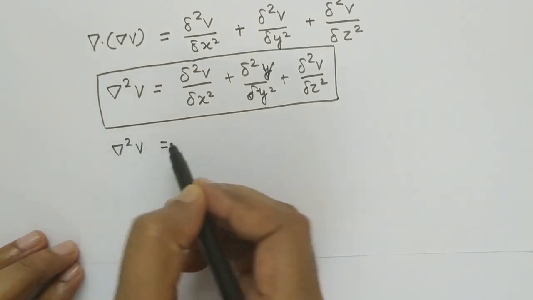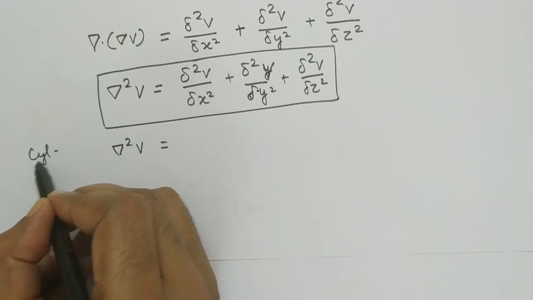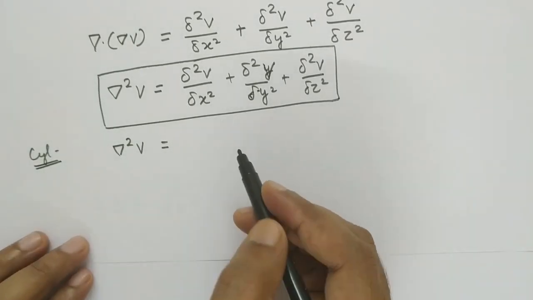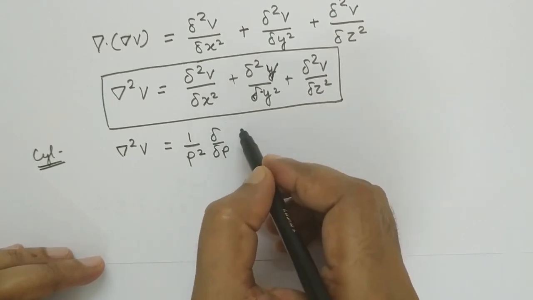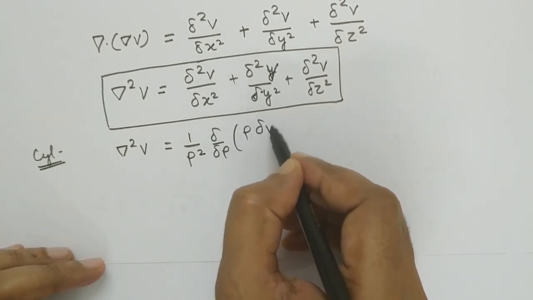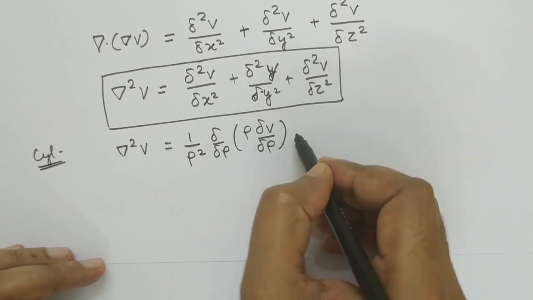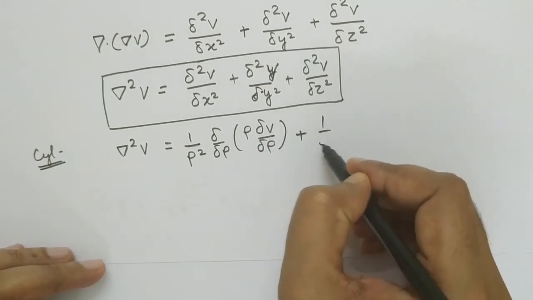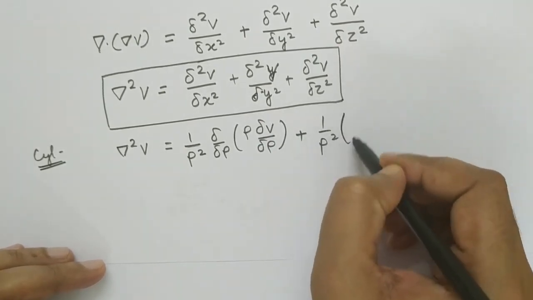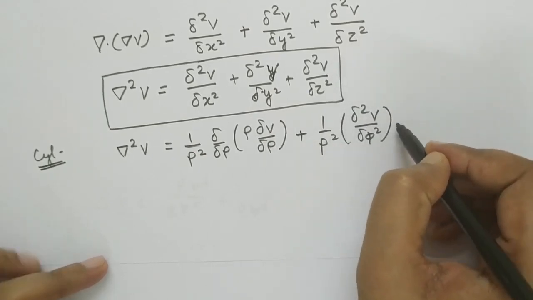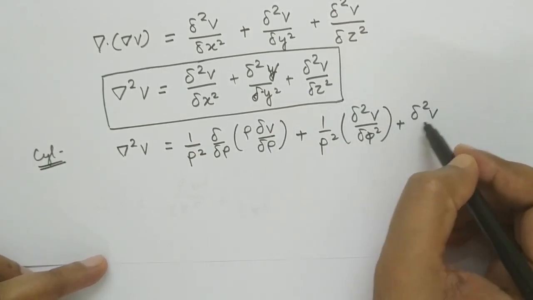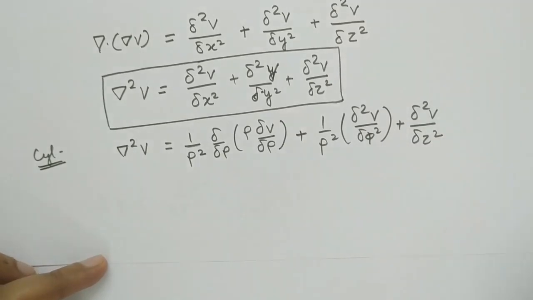So del 2V in the cylindrical coordinate system will be equal to 1 by rho del by del rho of rho del V by del rho plus 1 by rho square del 2V by del phi square plus del 2V by del z square.